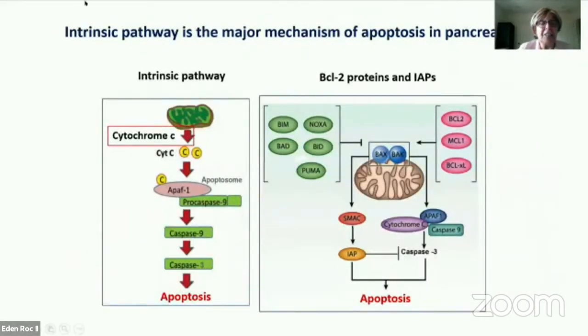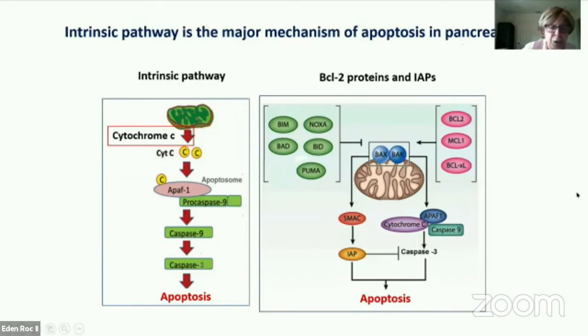A critical event initiating apoptosis is the release from mitochondria of cytochrome C. So in pancreatitis, both necrosis and apoptosis are associated with mitochondria permeabilization. In cytosol, cytochrome C stimulates formation of a large protein complex called the apoptosome, resulting in activation of caspase 9 and then caspase 3, a major mediator of apoptosis. This pathway, called intrinsic, is a major mechanism of apoptosis in pancreatitis.